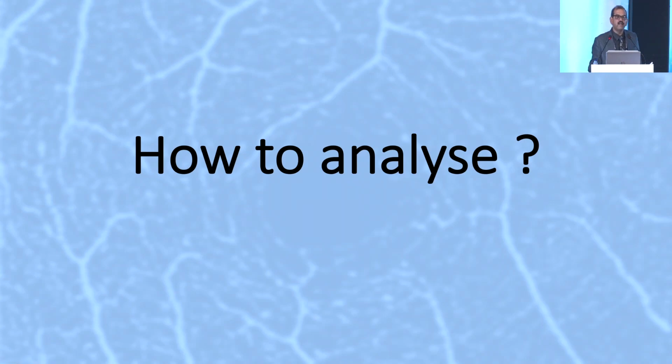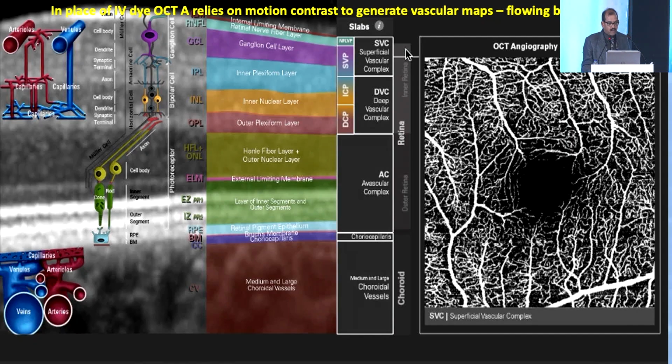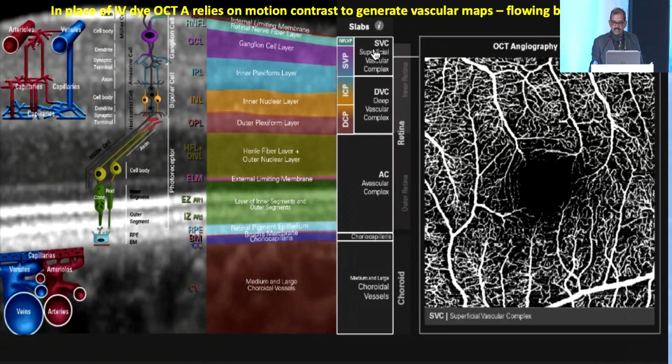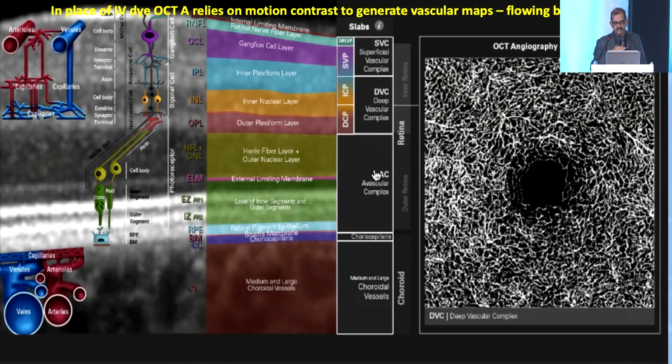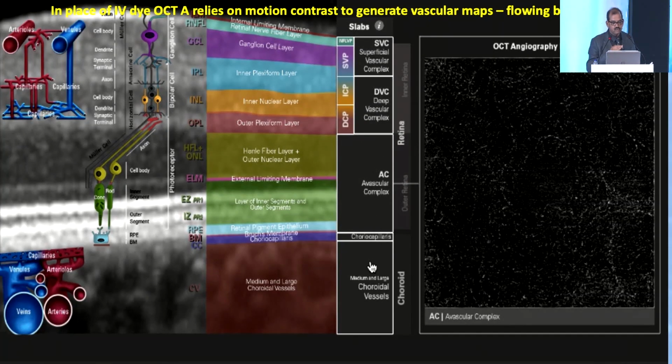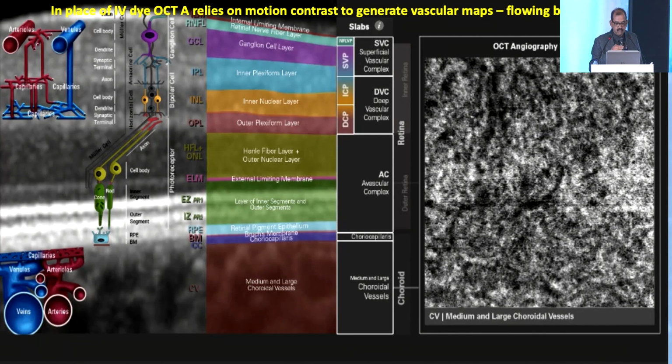Now, how do you analyze this OCT angiography? On the left-hand side, there is a cross-section of the retinal layers. These are the en face maps of vascular patterns at different levels of the retina. There's superficial, deep vascular plexuses. There is avascular complex and the choroidal layers.